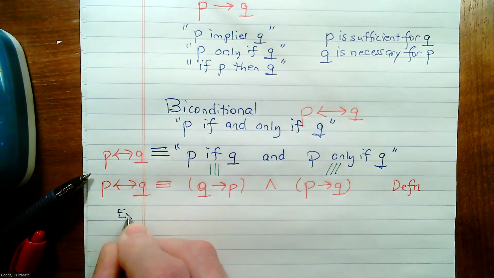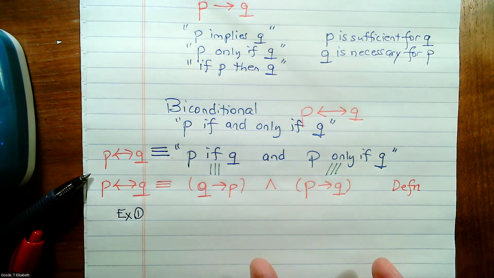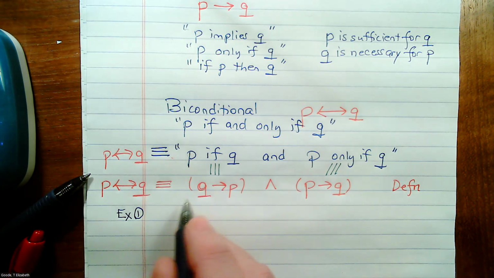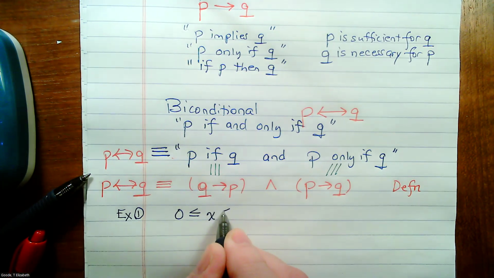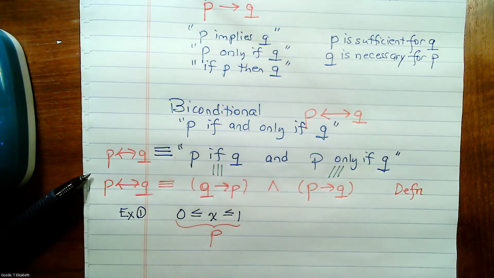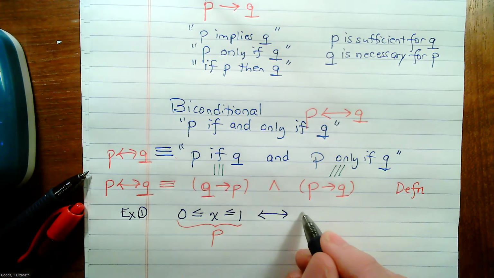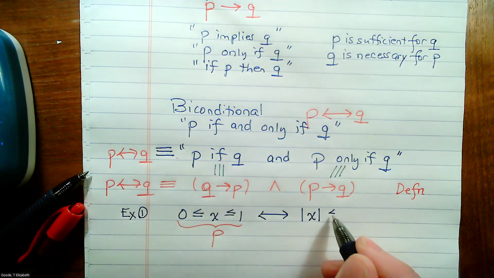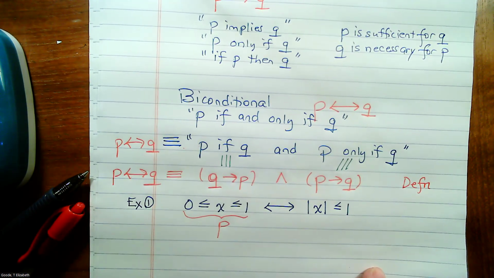So here's a nice little mathy example, and it's simply the definition of absolute value applied to real numbers that are between 0 and 1. It turns out that 0 is less than or equal to X is less than or equal to 1. That's a statement. That could be P, for example. It's a compound statement, but it's still a statement. If and only if the absolute value of X is less than 1. In other words, X is some kind of fraction that's got a magnitude that's less than 1.